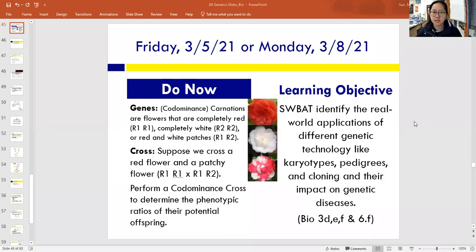All right, let's talk about some genetic technology. So you should have already done this do now with the carnations and its codominance. If you are confused, definitely go back and rewatch the video on codominance before you complete it.